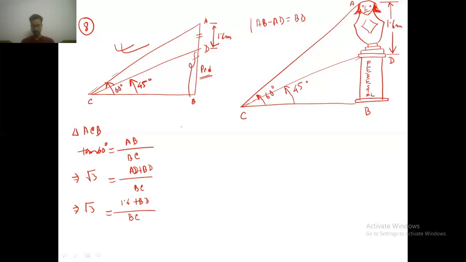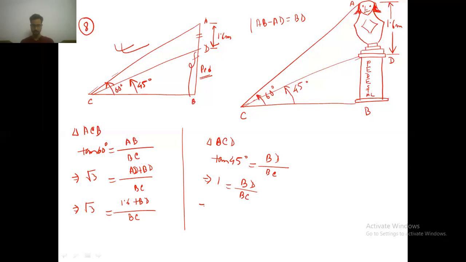Now see, if you take triangle BCD, tan 45 degrees will be equal to, for this 45 degree, BD is the perpendicular, BC is the base, so BD by BC. And we know that tan 45 is 1. So it will be BD by BC.